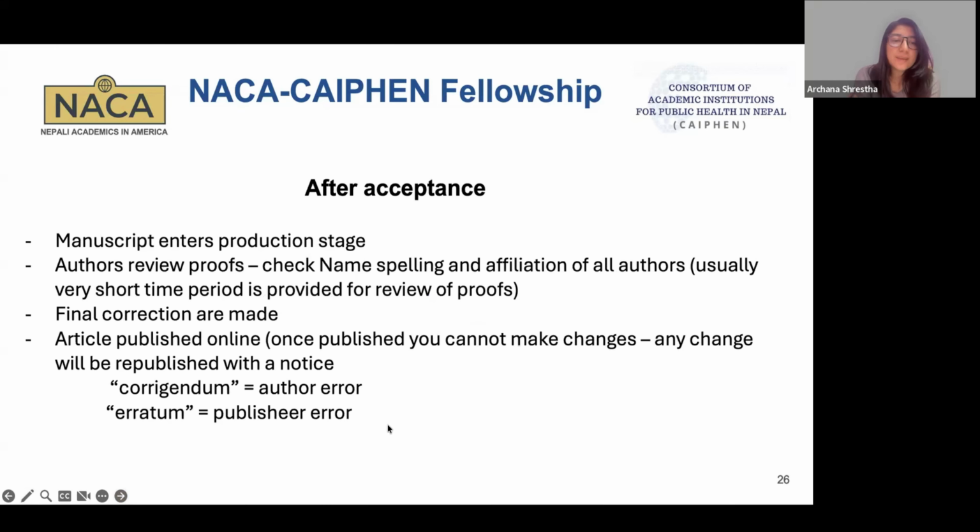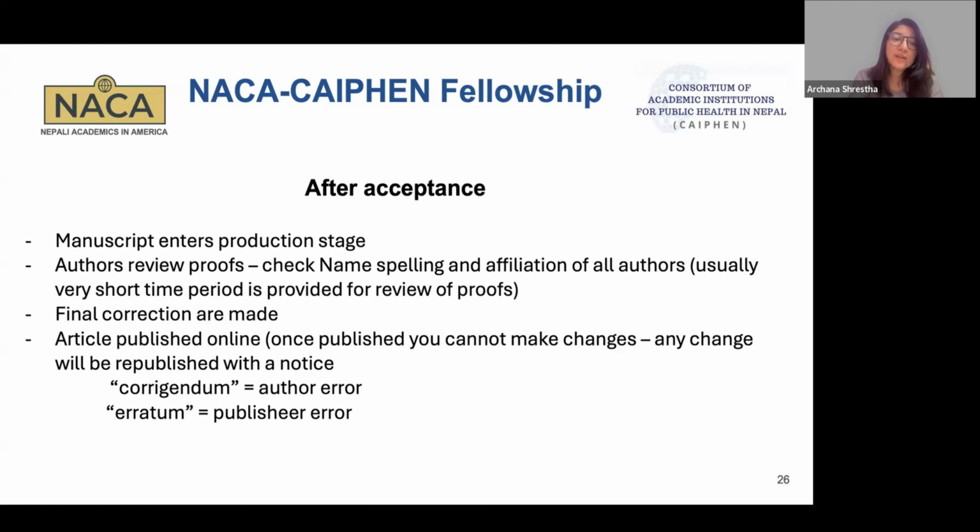Yeah, so after acceptance, the manuscript enters the production stage and authors review the proofs. Usually they give you a very short time to review the proofs, like 24 to 48 hours. The first thing I always check is the spelling and affiliation of all authors, and that's the place that would most likely go wrong. So try to be very quick.